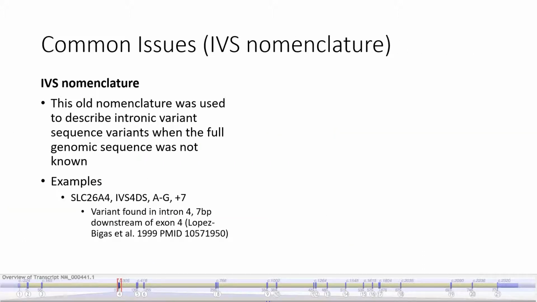So in our first example, we'll look at a variant that has been described in a publication as an IVS, which is an intronic variant sequence variant. This old nomenclature was used to describe intronic variant sequence variants when the full genomic sequence was not known. Here we have the SLC26A4 IVS4DS, which means downstream, A to G transition at the +7 site, which just means that it's 7 base pairs from the 3' end of the 4th exon.